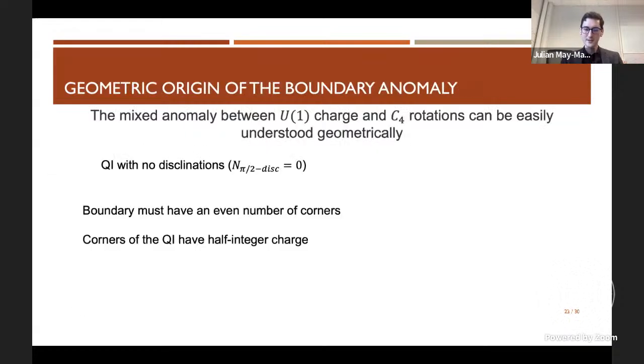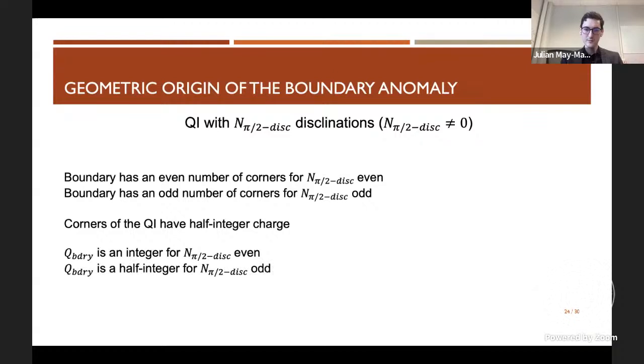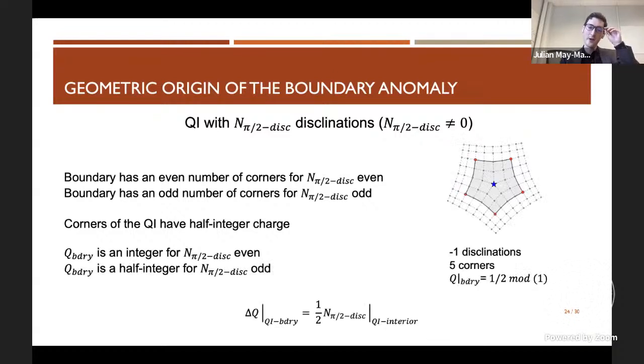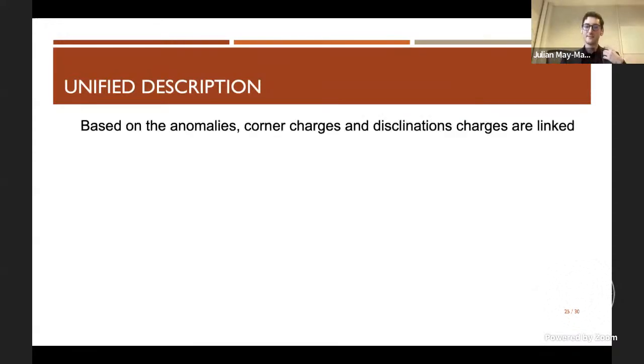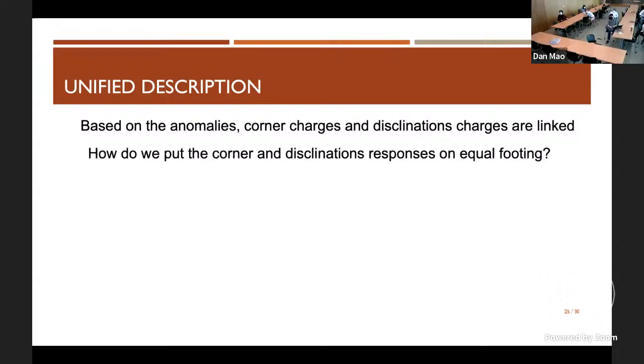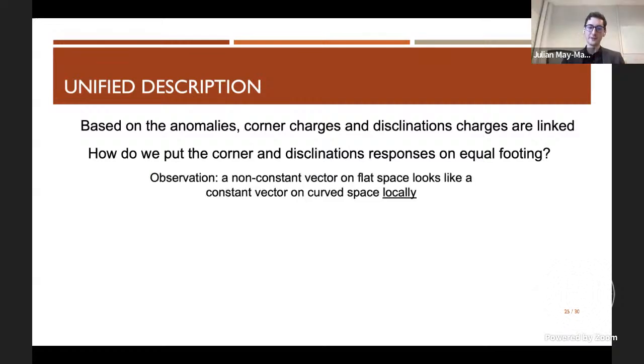Right, okay, let's get back to where we were. Based on our anomaly argument we already saw, there should be some connection between our corner charges and disclination charges. The question then is, how can we put it on more equal footing? The way we decided to do this is by using the observation that if we look locally, you can't differentiate a non-constant vector in flat space from a constant vector on curved space.